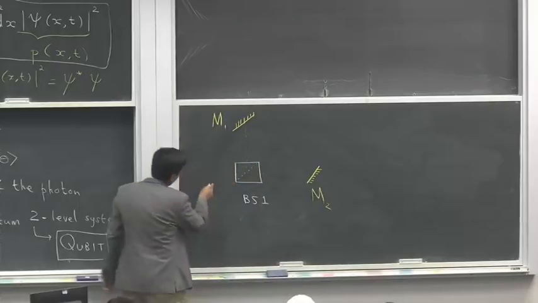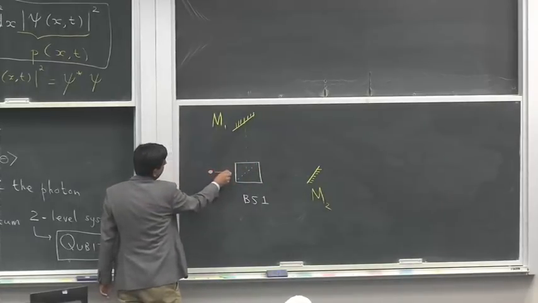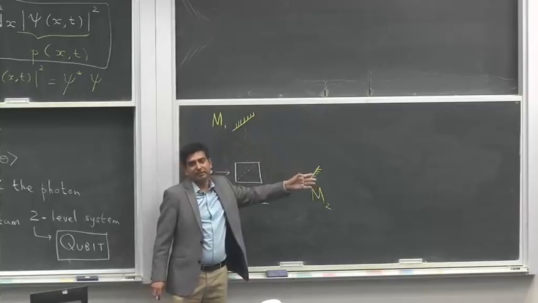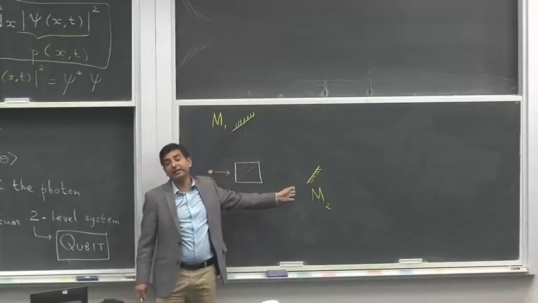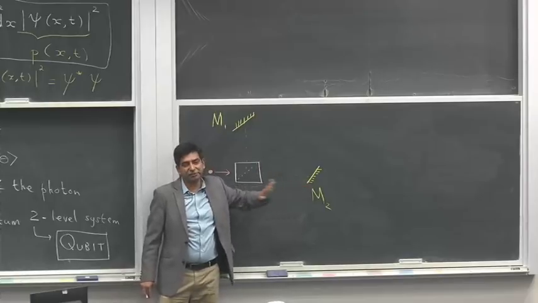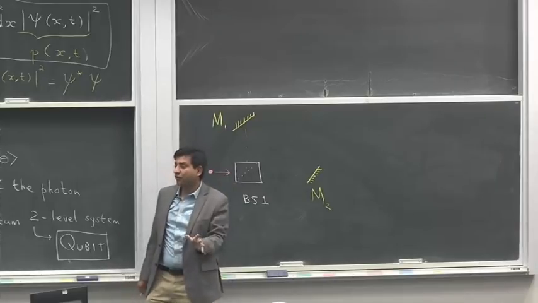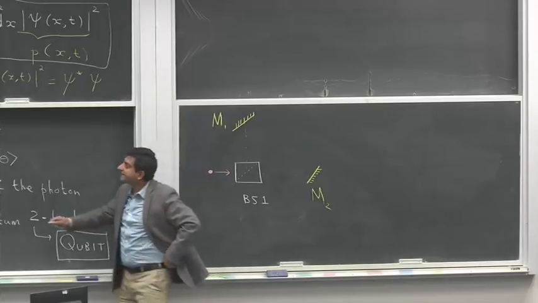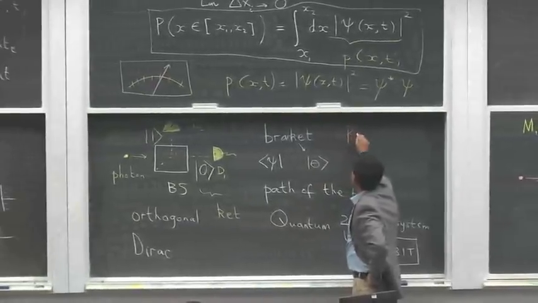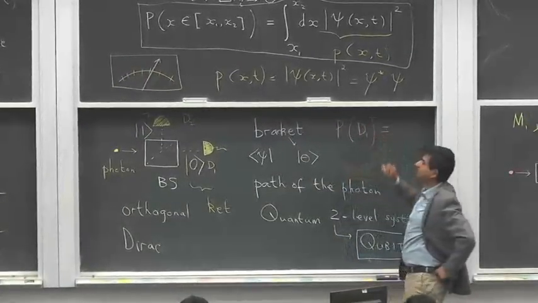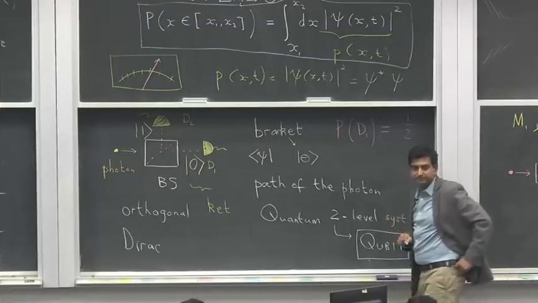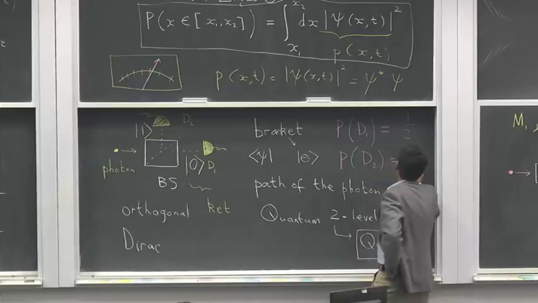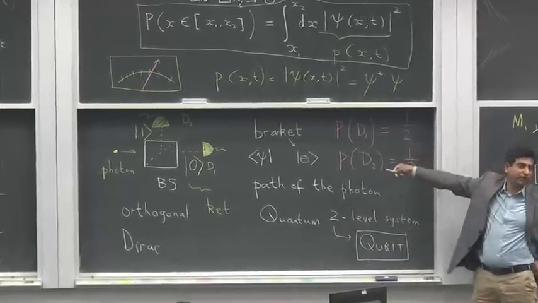Now we have the same photon coming into a beam splitter, and we have placed two mirrors in our experiment, and these are perfectly reflecting mirrors. So these dashed lines show that they are perfectly reflecting. Any photon that falls on these mirrors is perfectly reflected with 100% probability. In this case, what's the probability that detector D1 clicks? One half, right? And the probability that detector D2 clicks is also one half. And these sum up to one.